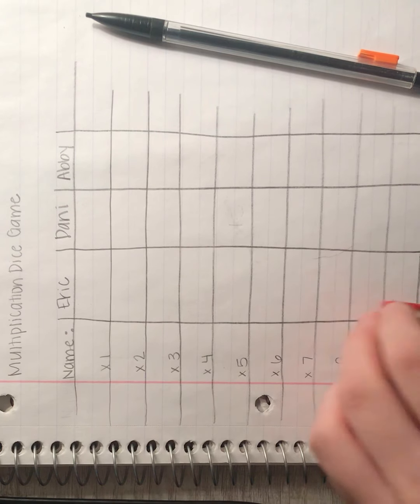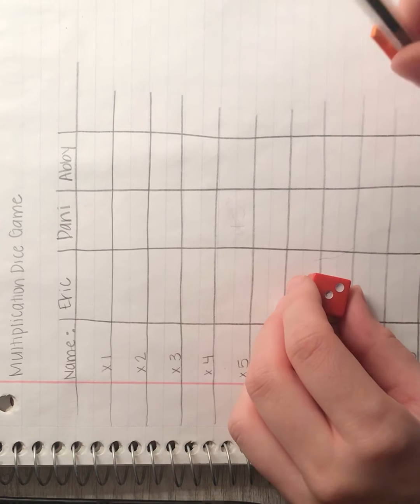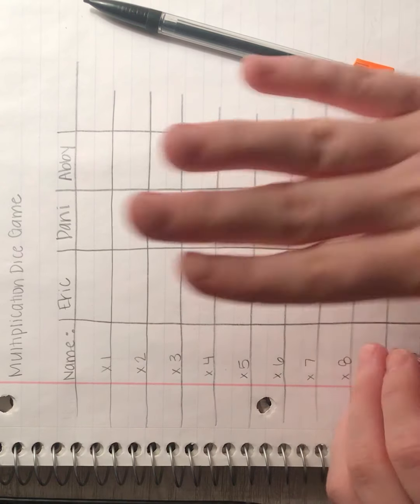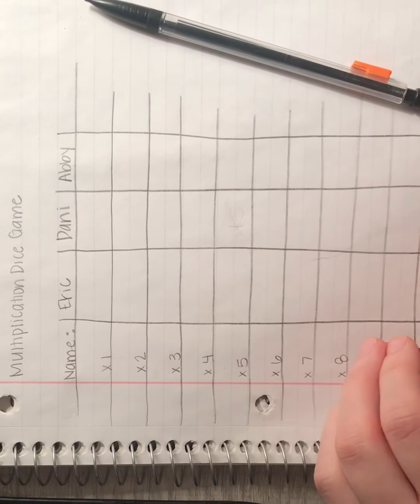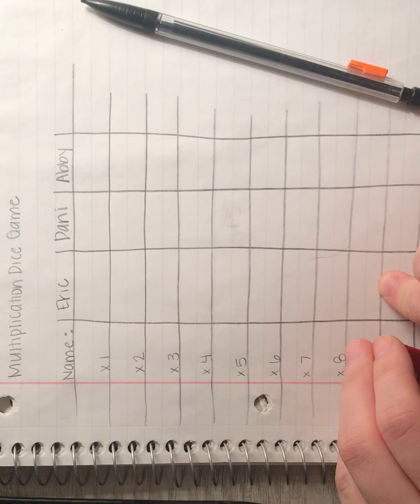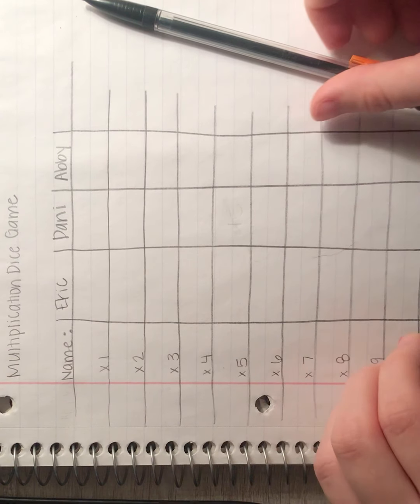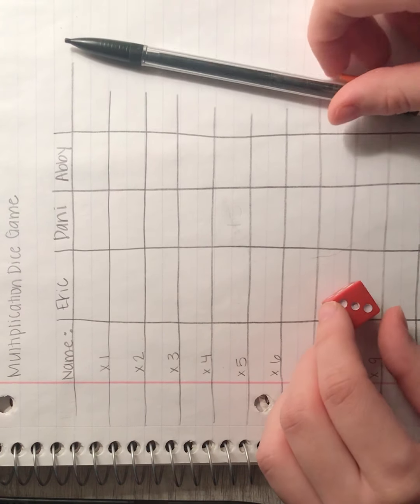For the multiplication dice game, you need 3 materials: a writing utensil, 1 dice, and a scorecard. You can either use a piece of paper and make your own scorecard, or there are ones available that you can print off for students.